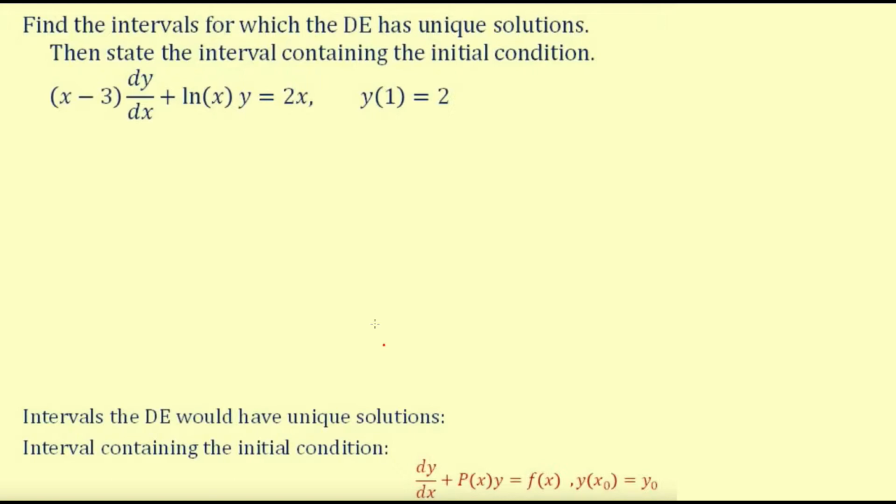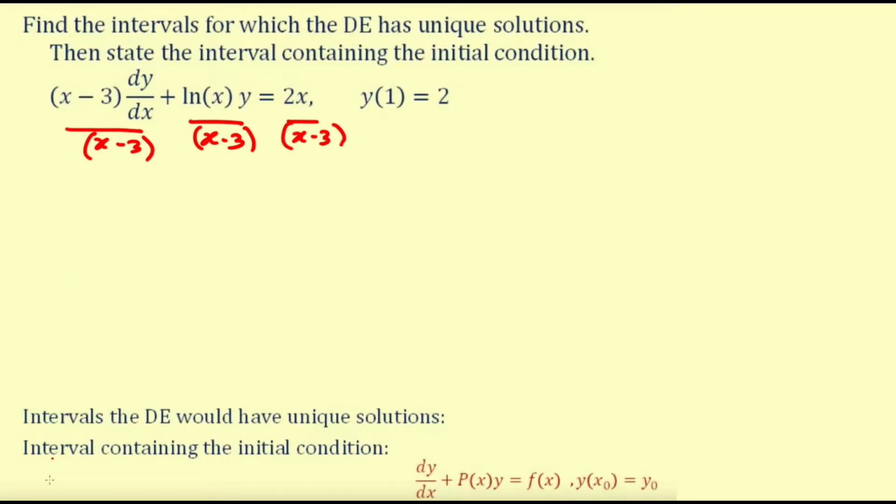Now let's look at another problem. Find the intervals for which the differential equation has a unique solution, then state the interval containing the initial condition. Same problem, different multiplication. If you look at the standard form, we don't have any coefficient, so first we have to bring this into standard form, then find the intervals where p of x and f of x are continuous. To bring this into standard form, we divide everything by x minus 3. This one divided by x minus 3, and also this one divided by x minus 3.